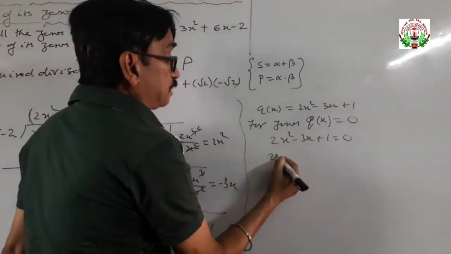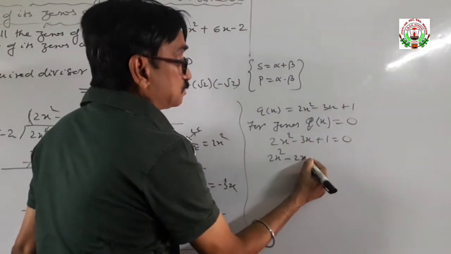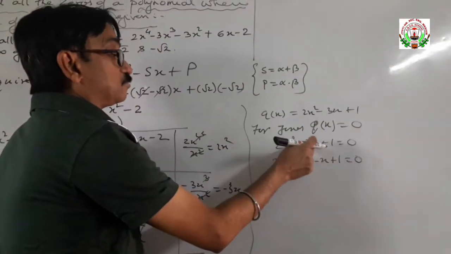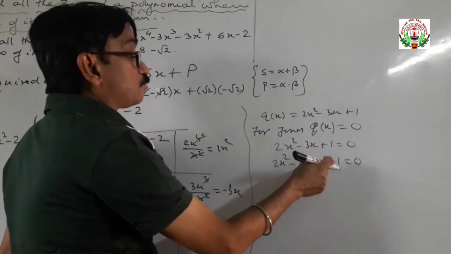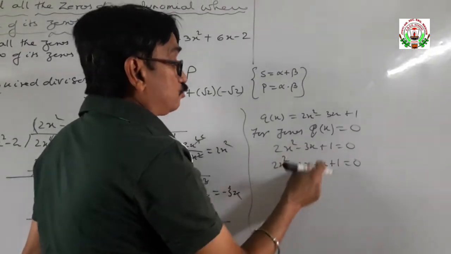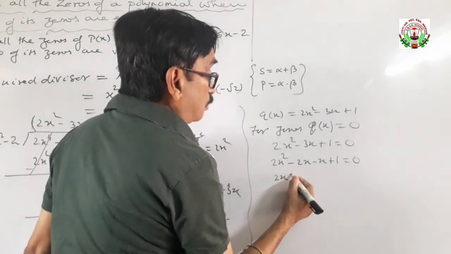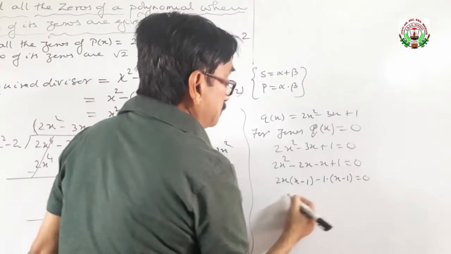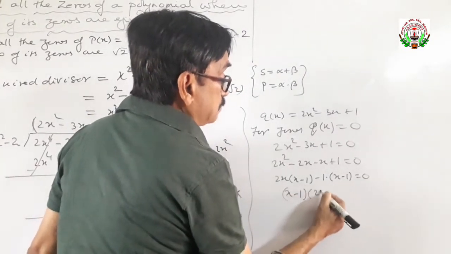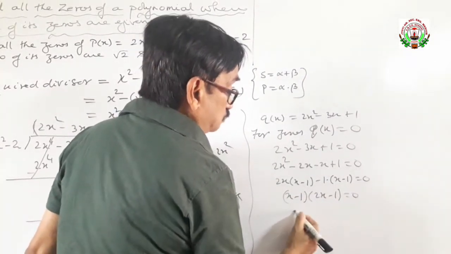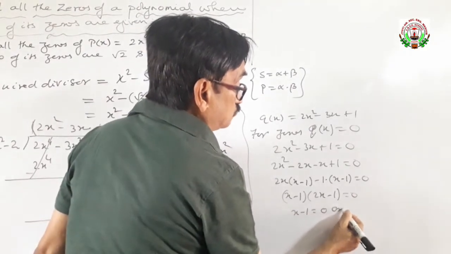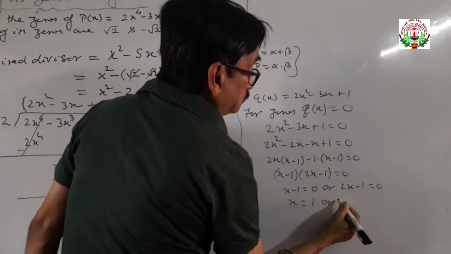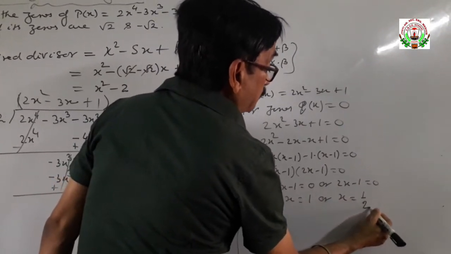By splitting the middle term, 2x square minus 2x minus x plus 1 equal to 0, since minus 2 minus 1 equals minus 3, and minus 2 into minus 1 equals 2 into 1, which is 2 positive. So 2x common, x minus 1, minus 1 common, x minus 1, x minus 1 common, 2x minus 1 equal to 0. So x minus 1 equal to 0 or 2x minus 1 equal to 0, so x equals 1 or x equals 1 upon 2.